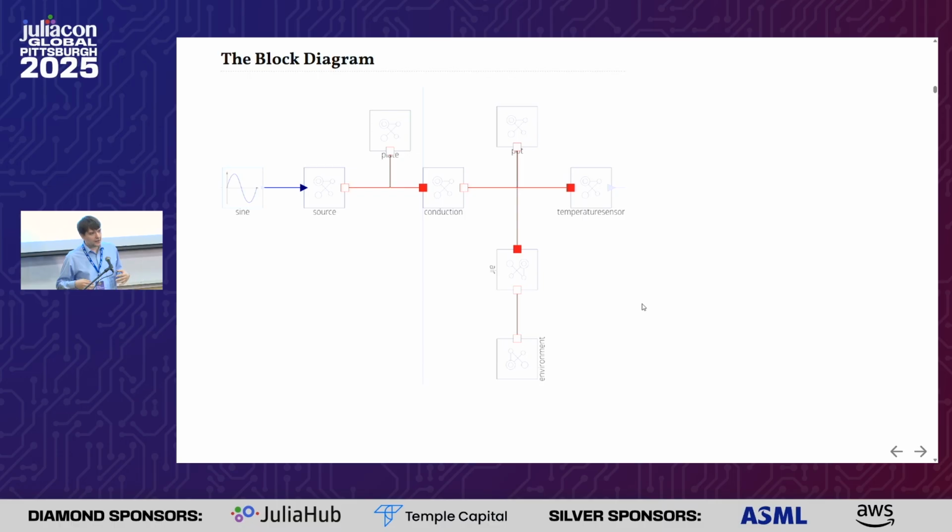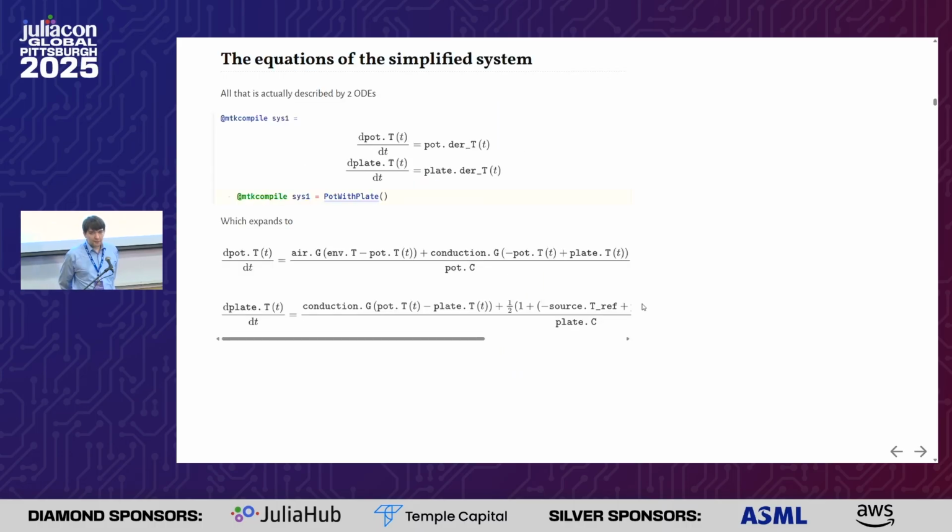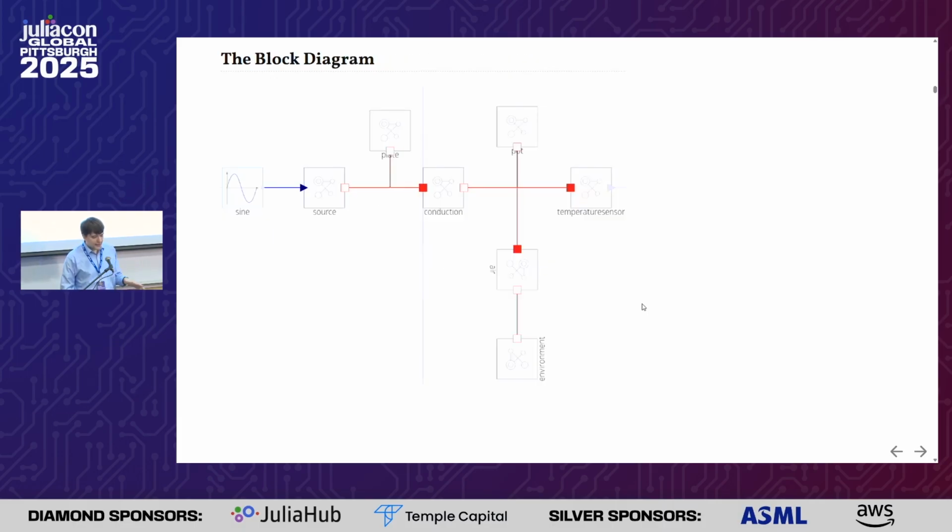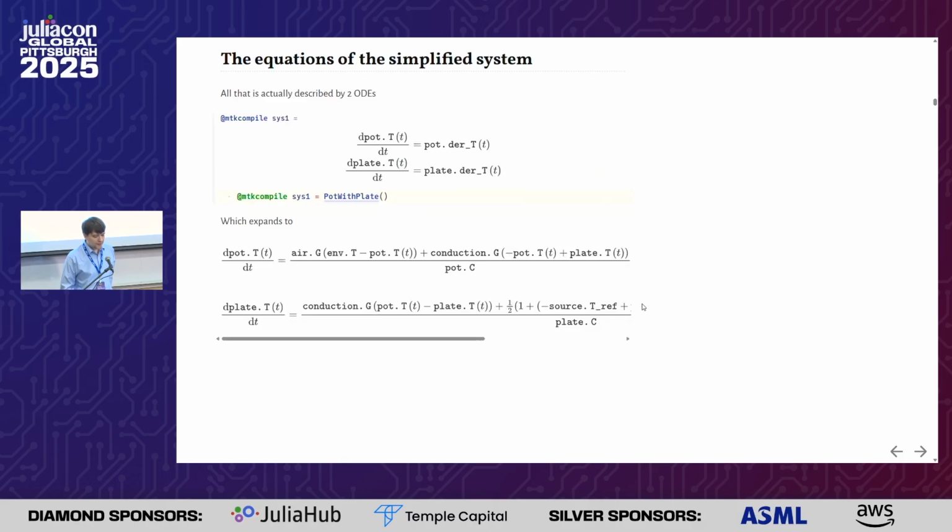And this is maybe a bit easier to understand, and it's also easier to visualize, and more importantly, easier to debug, because when you write this, you need to connect the things in the right way and make sure that you connected everything correctly. But this all simplifies to just two ODEs. So all of that diagram with multiple components is just governed by these two ODEs.